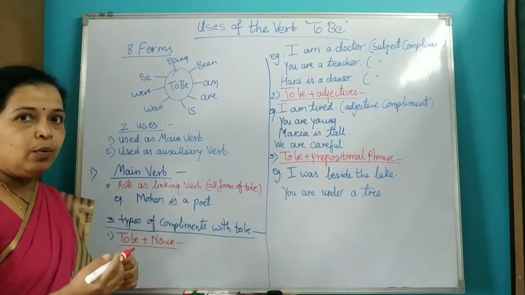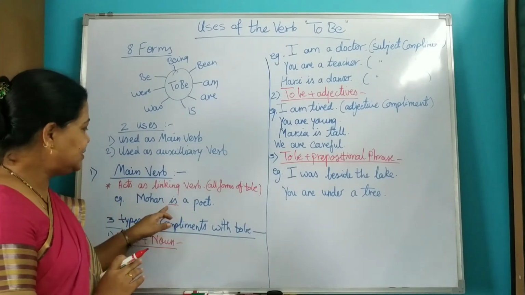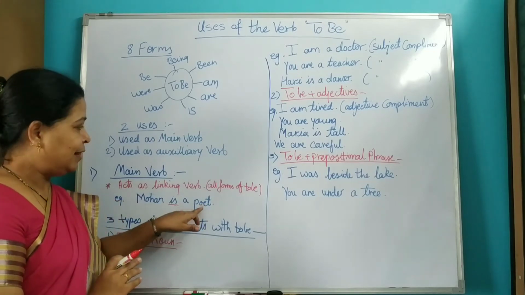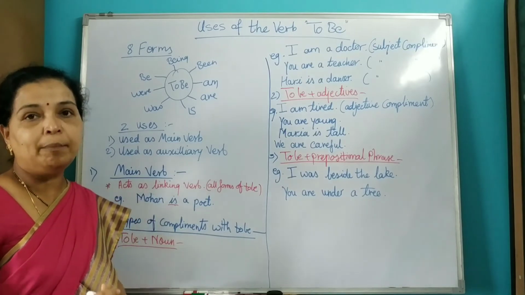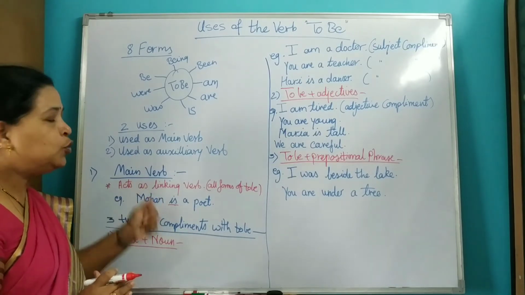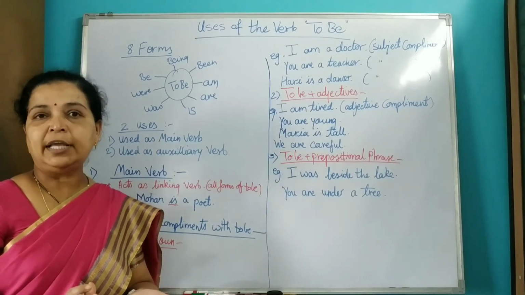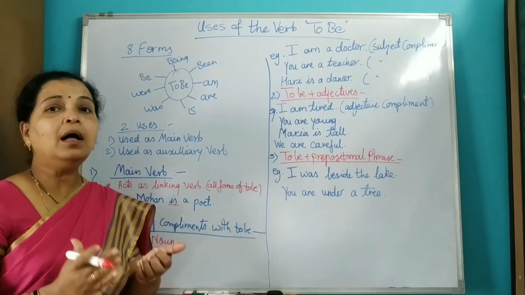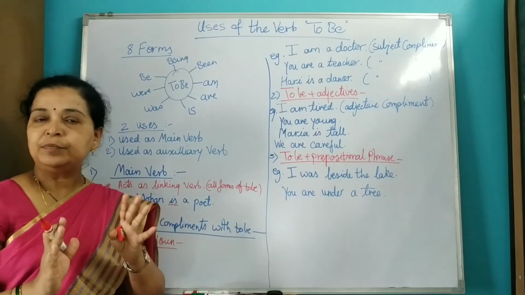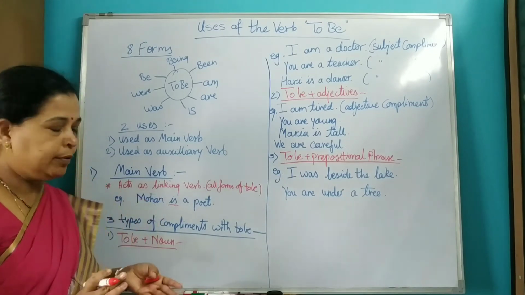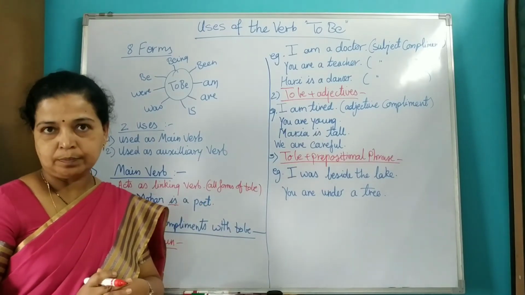Okay, now in this sentence, is there any object? There is no object. Then what is poet? Poet is a complement. Okay, so to be, when used as a main verb, does not take a direct object, it takes a complement. Got it? Now, with to be, we have 3 types of complement. Okay, let's see. First, we have to be plus noun.